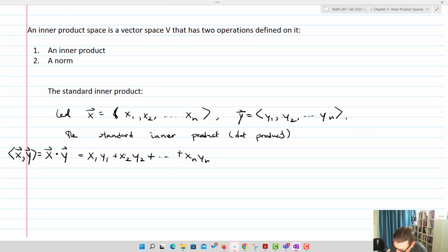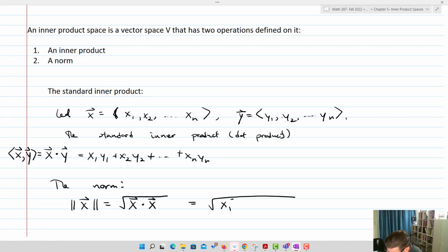The norm for this standard inner product is going to be the norm of x, and that actually equals the square root of the dot product of x with itself. That may be something that wasn't actually emphasized, but that is exactly what it is. So it's going to be the square root of x1 squared plus x2 squared plus dot dot dot xn squared. And that is the norm for the standard inner product.